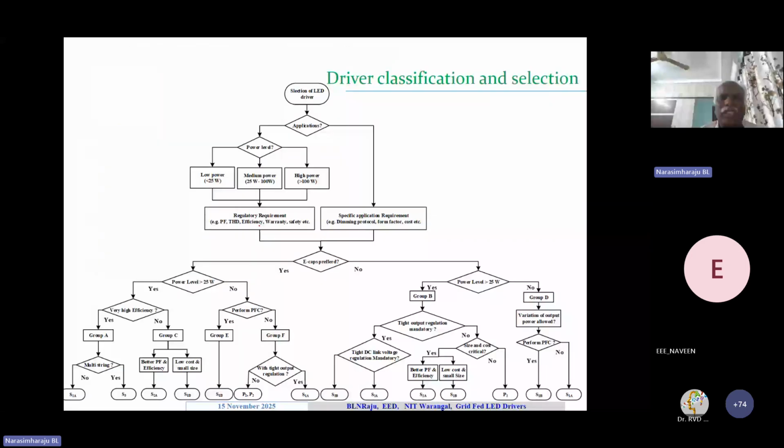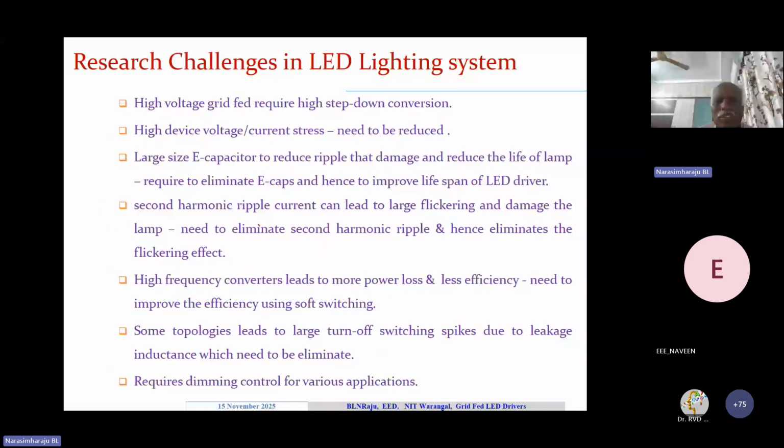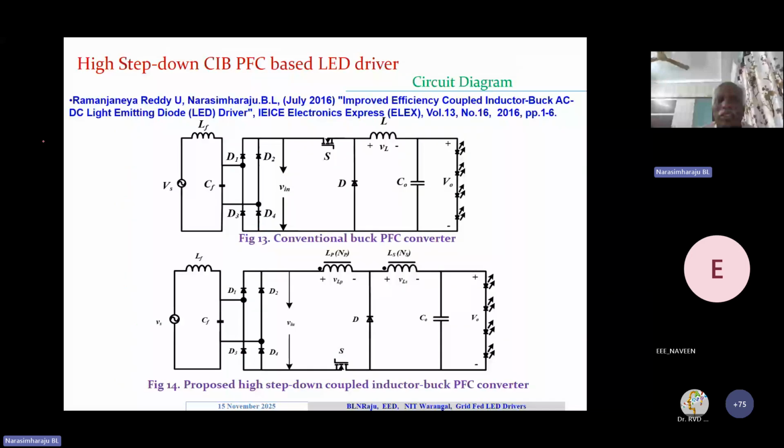Taking the variety of applications and the range of power wattage for these circuits, we have made different classifications of the driver circuits to be designed, depending on the power ratings, the specific applications, and the standards that need to be complied with. So there are several issues one can work on, and for that matter we have designed some converters as well.